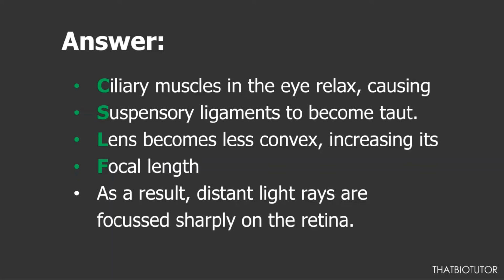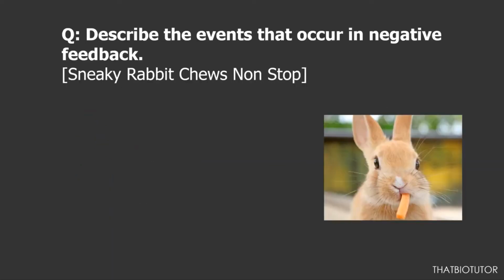Do you see how useful mnemonics can be? Okay, let's look at another mnemonic. Question: describe the events that occur in negative feedback. Okay, and the mnemonic we can use is sneaky rabbit chews non-stop. So S stands for stimulus, and the stimulus is the event that disrupts homeostasis. R is receptor. Okay, this is the thing that detects the stimulus.